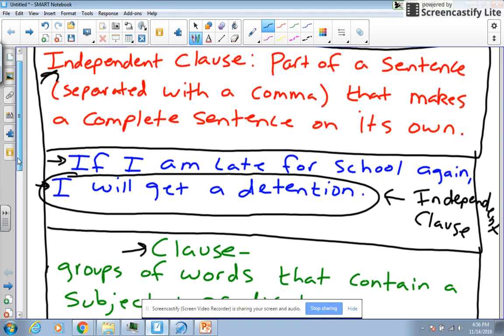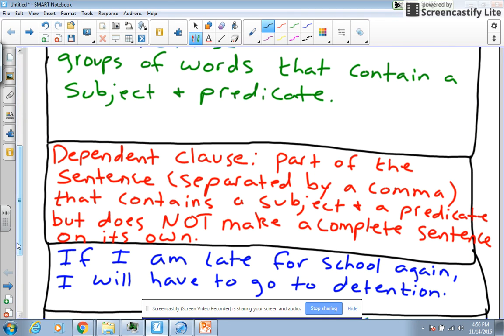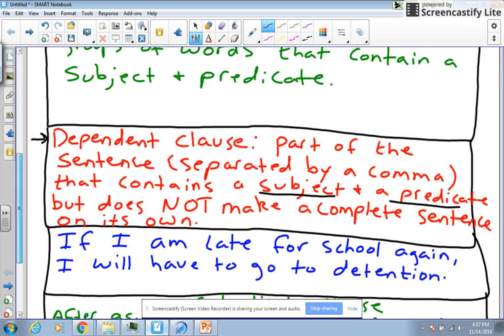That takes us to dependent clause. So this is just the opposite. A dependent clause is not a complete sentence. And notice how we've been talking about in class how a complete sentence needs a subject and a predicate. Notice how this dependent clause actually has a subject and a predicate, but it's still not complete. And we're going to discuss why in just a second.